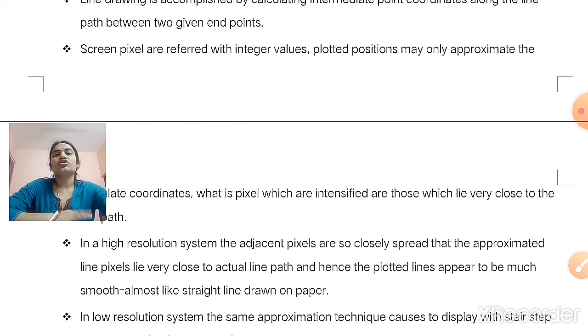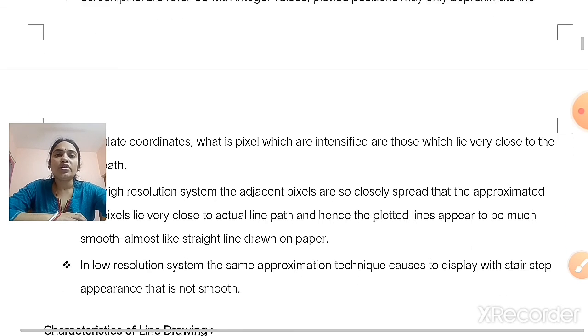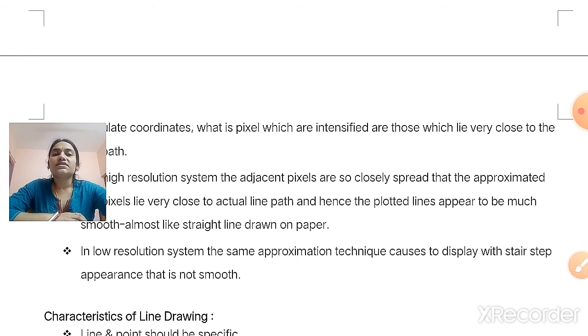In a high resolution system, the adjacent pixels are so closely spread that the approximated line pixels lie very close to the actual line path, and hence the plotted lines appear smooth, almost like a straight line drawn on paper. In a low resolution system, the same approximation technique causes the line to display with a stair step appearance that is not smooth.